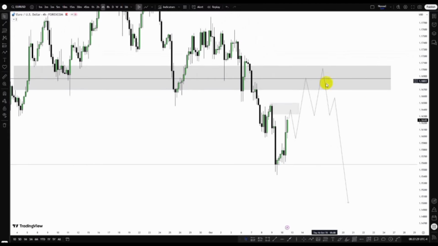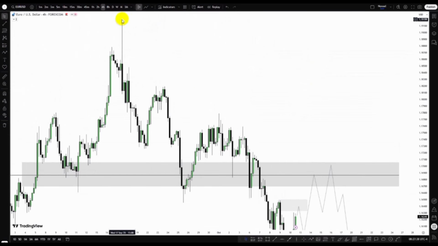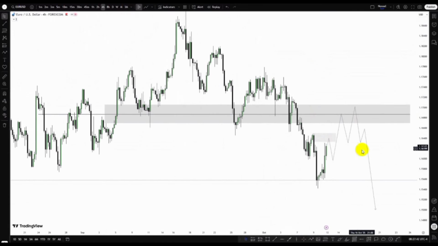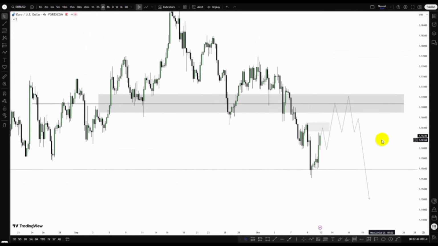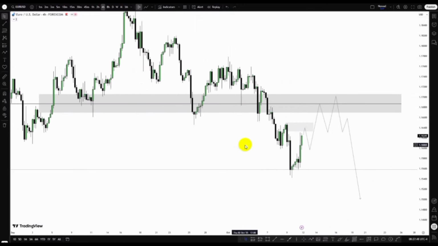So the violation of this would now lead us to the anticipation of a bullish reason to start aiming to see how price would take out this high, and in extension this high. But for now, I'm still expecting bearish reason in the EURUSD pair. So this is what I have to show us in EURUSD. Let's check out the GBPUSD pair, guys.